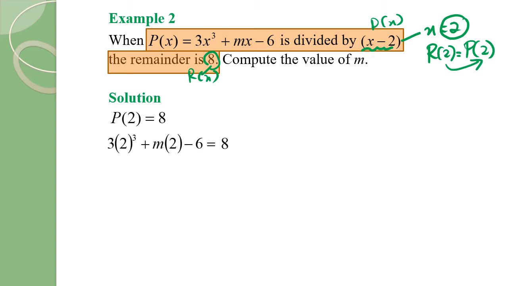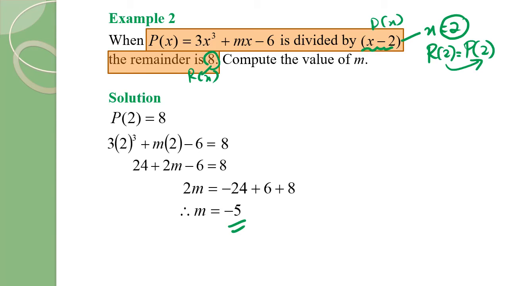So we have the value here is 8 multiplied by 3 equal to 24 minus 8 is 18 plus 2m equal to 8. Right? So bring all the constants to the right side. We have negative 18 plus 8, negative 10. So 2m equal to negative 10. So m equal to negative 5.